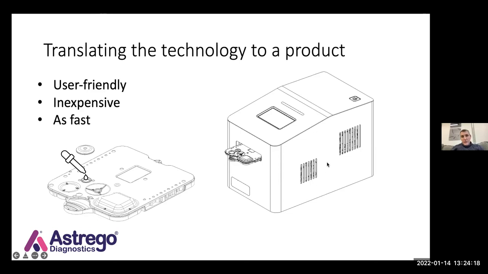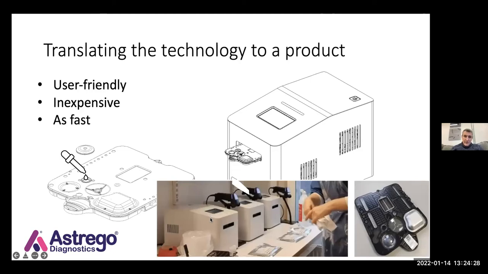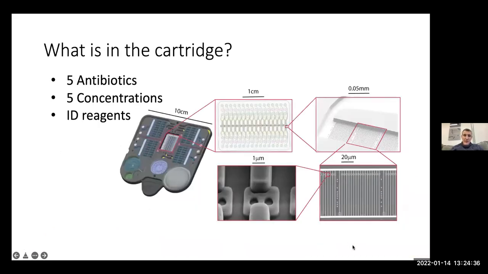So it should be an instrument, a reader instrument, and a single-use cartridge. And this now actually exists. So it's being tested out in the clinics, these instruments and the cartridges. And in the cartridges, there are 5 different antibiotics, each at 5 concentrations. And then there are some reagents for making a presumptive identification, which is needed to interpret the antibiotic breakpoints correctly.